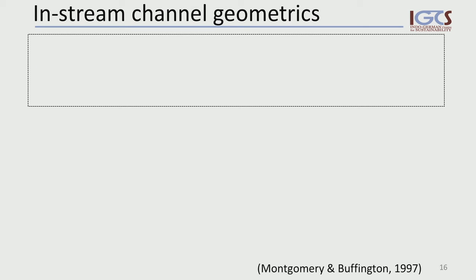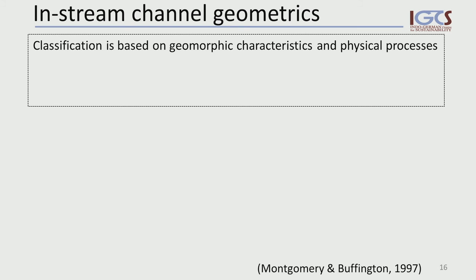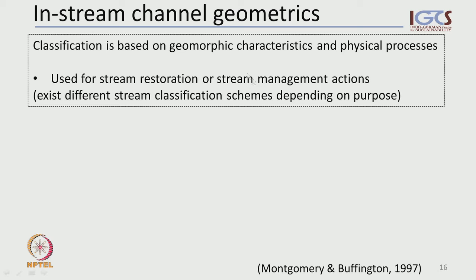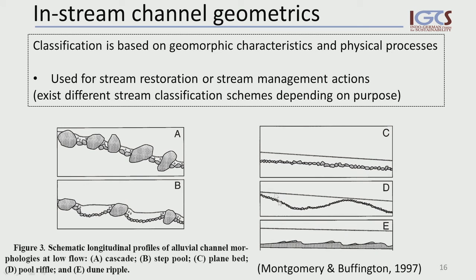Now, let's continue on in-stream channel geometries. Dig from the outside into what happens inside a stream channel itself. And that classification which is most commonly used is based on the geomorphic characteristics and physical processes. And those are used for stream restoration and also for stream management actions. So we may use different classification schemes for different purposes. So keep this in mind. This is not the only one existing and not the only one which you may find useful for your specific applications.